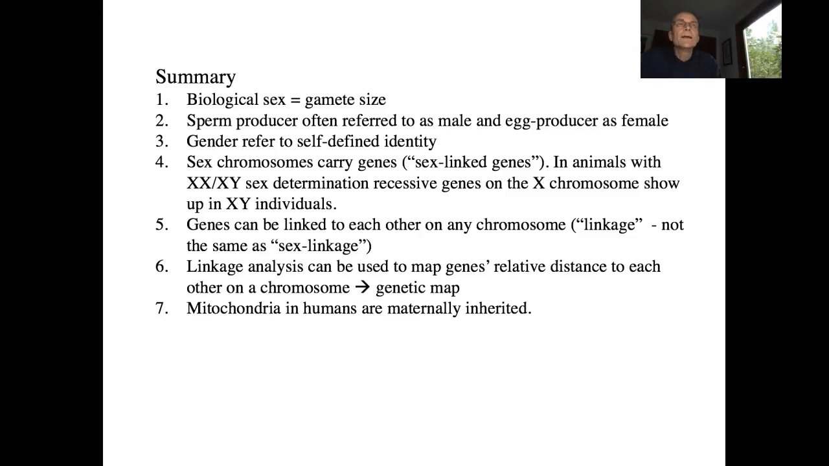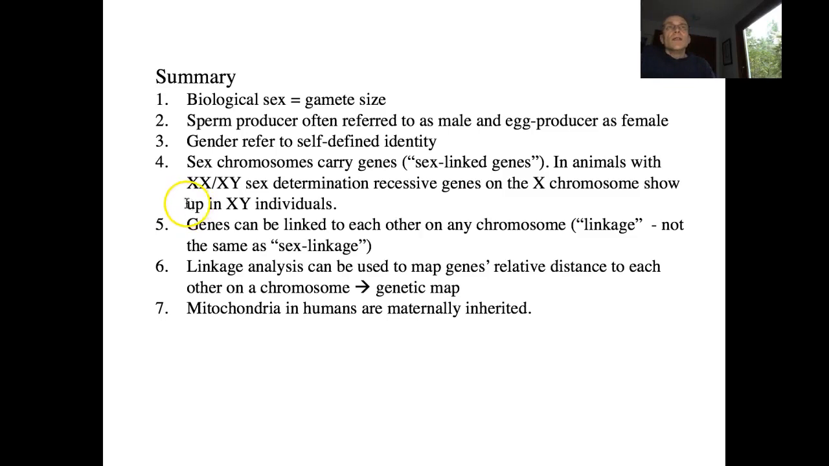Let's summarize this quickly. I started out by saying that biological sex is determined by gamete size. We talked about the way that we can refer to sperm producers and egg producers, and how that is usually referred to as male and female. I discussed briefly how the term gender refers to a self-defined identity and has nothing to do with biological sex. So we need to keep those two things apart when we talk about sex or gender or certain traits of humans, because there is a continuum and there's a lot of diversity and variety.